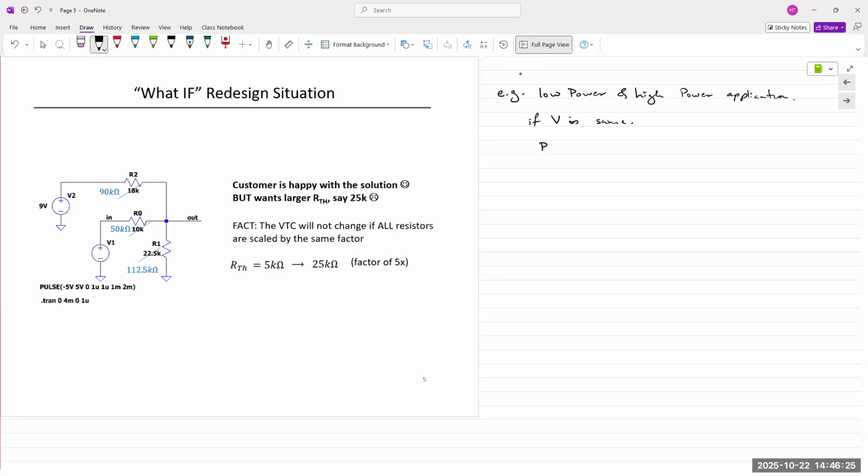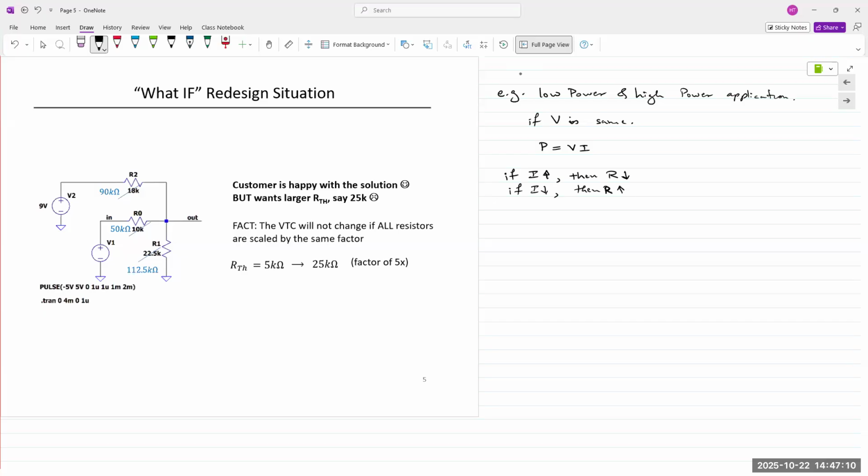Well, power is the product of voltage and current. P is equal to VI. So voltage is the same. Current needs to increase if you want to increase the power. If you want to decrease the power, then the current must decrease. So if I increases, what must happen to R? Does it increase or decrease? Has to decrease, of course. V equals IR. And if I decreases, then R increases.